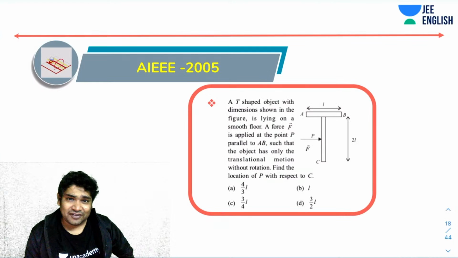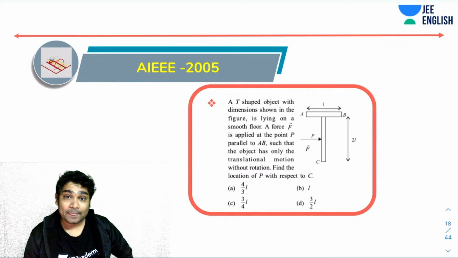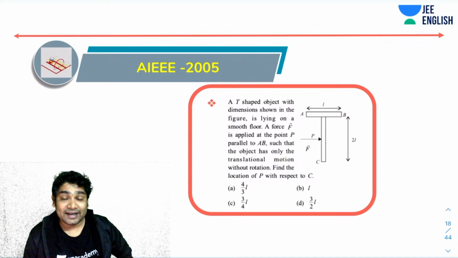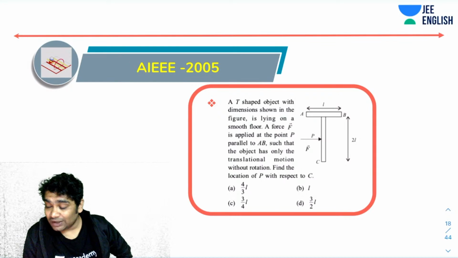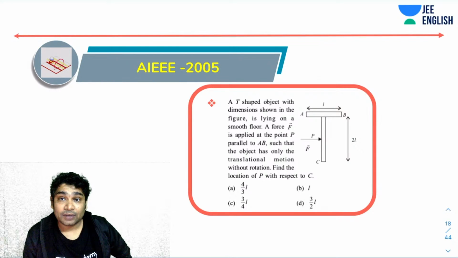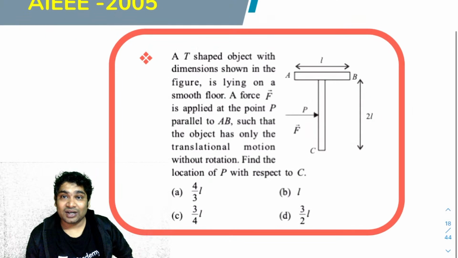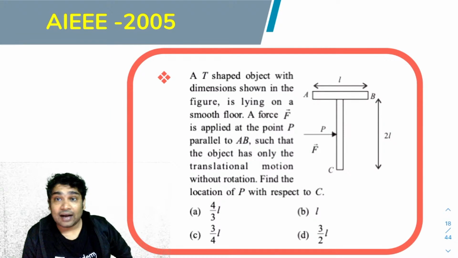So we'll start with something very simple. We'll start with, in fact, a question which was asked in AIEEE. AIEEE used to be what you call your mains. So this is what was asked by AIEEE in 2005. This says a T-shaped object with dimensions shown in the figure is lying on a smooth floor. Let's enlarge it so that you guys can see it better. A force F vector is applied at a point P parallel to the line AB, such that the object has only translational motion.